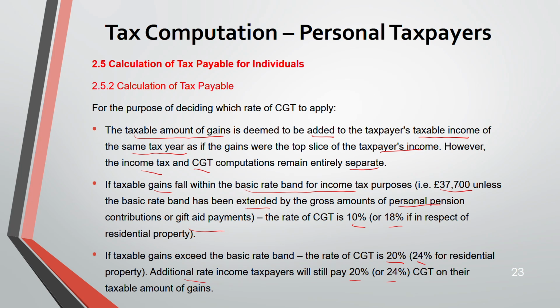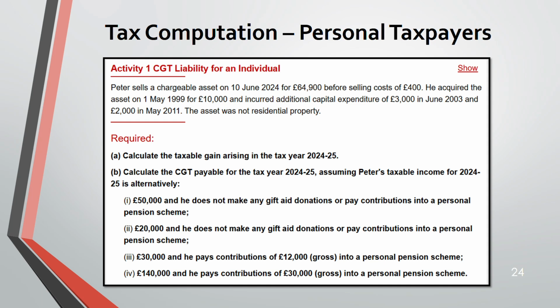So we'll see a question to help you understand this better. That is activity 1. In the first part, you are supposed to calculate taxable gain. And then calculate CGT payable. See, this is taxable gain, not CGT yet. CGT payable, that means the tax you have to pay, calculate in part B. Assuming the taxable income, they have given you the taxable income already. Assuming it is 50,000 first, then 20,000, then 30,000, then 140,000.